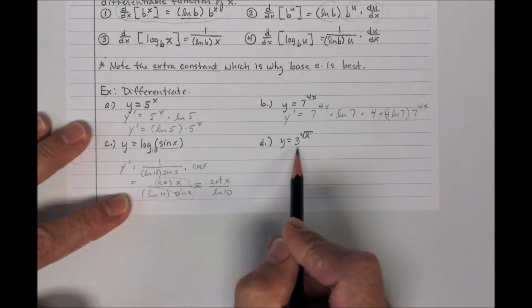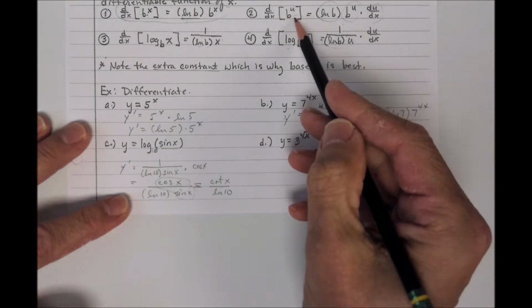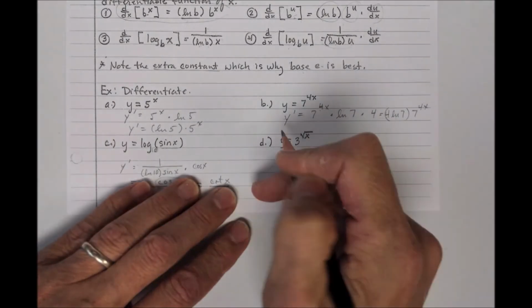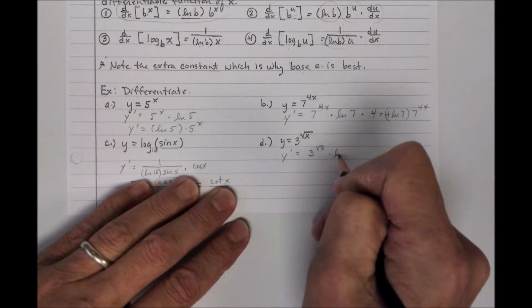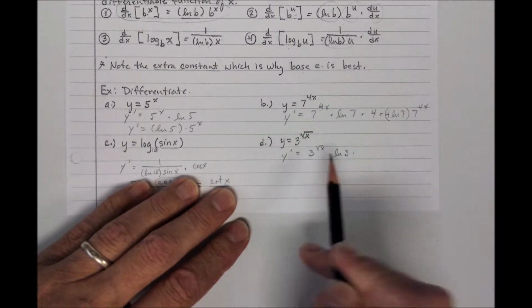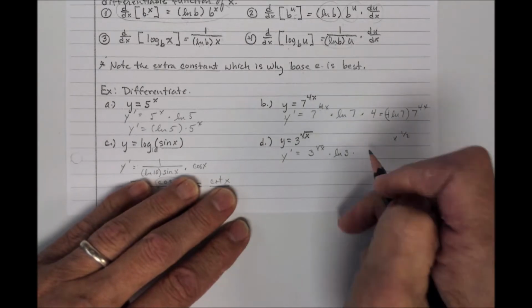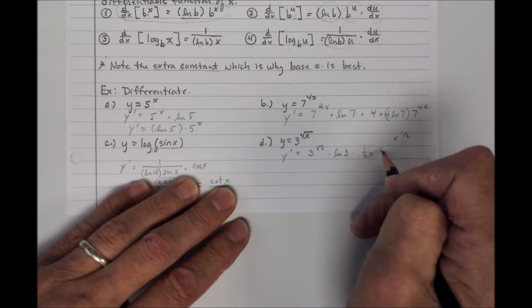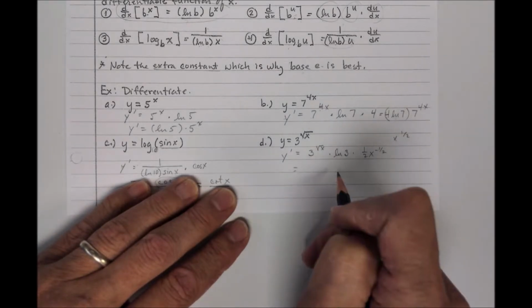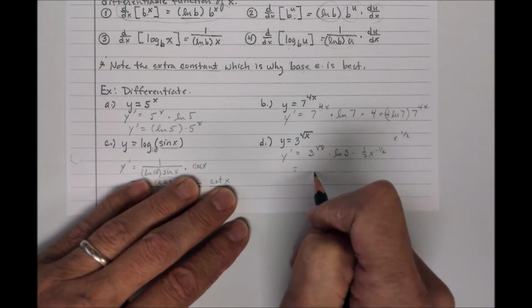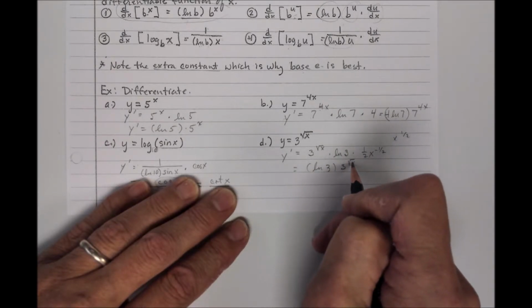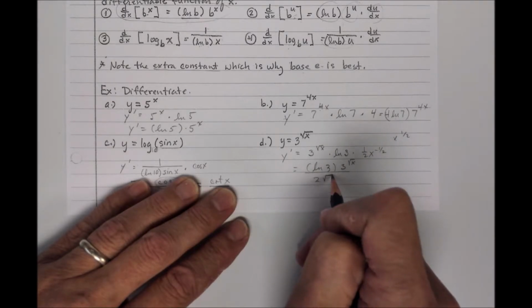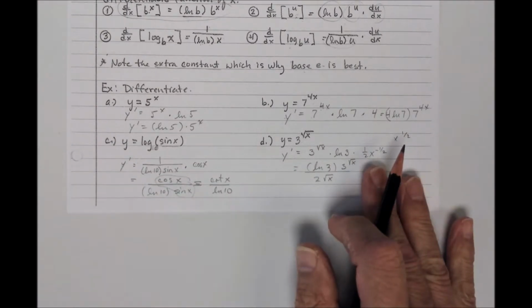Now here's another one that involves property 2 here, or formula 2 here. y prime would be equal to 3 to the square root of x times the natural log of 3 times the derivative of the square root of x, which of course is x to the 1/2, so that would be 1/2 x to the negative 1/2. So that would be equal to, I would probably write this as the natural log of 3 times 3 to the square root of x all over 2 square root of x. And even though there's a radical in the denominator, I think that that's fine. Okay, now those are the derivatives.